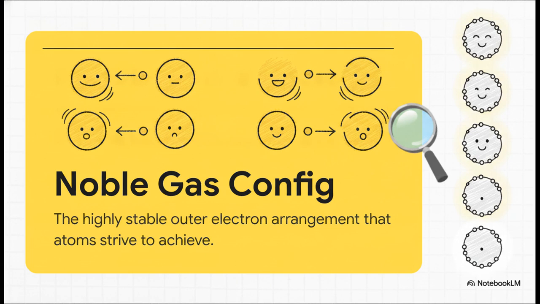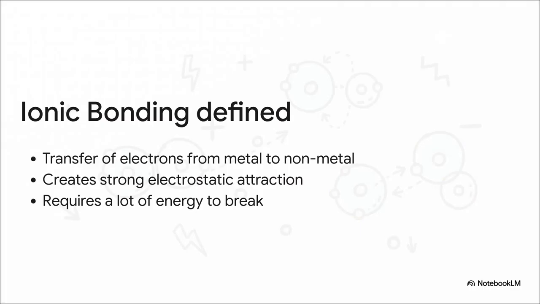Every other element on the periodic table is essentially jealous of this. They strive to achieve this noble gas electronic configuration, and they will trade, steal, or share electrons just to get to that highly stable state. That deep desire for a full outer shell leads us directly to ionic bonding.